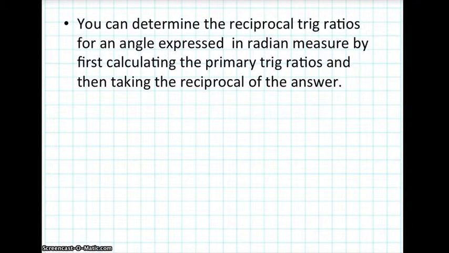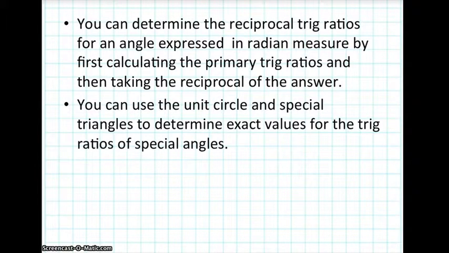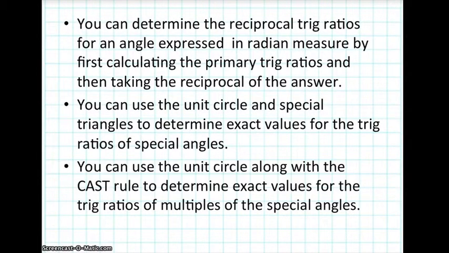The key concepts for 4.2 are that you can determine the reciprocal trig ratio for an angle expressed in radian measure by first calculating the primary trig ratios and then taking the reciprocal of that answer. You can use the unit circle and special triangles to determine exact values for the trig ratios of special angles, and you can use the unit circle along with the CAST rule to determine exact values for the trig ratios of multiples of the special angles.